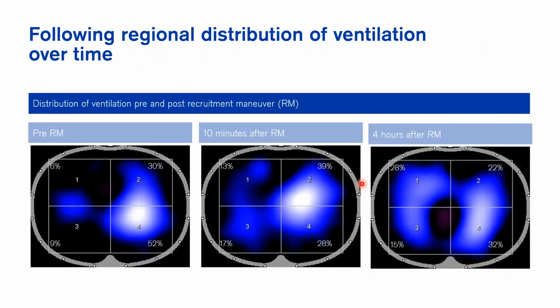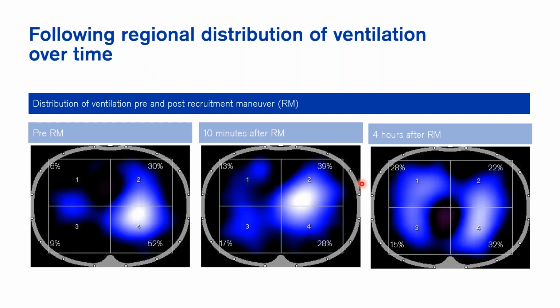The advantage of having a PulmoVista is that we can follow the regional distribution of ventilation over time. We can look at the results of the therapeutic interventions. So we can evaluate the patient's lung condition before the recruitment maneuver, and during the recruitment maneuver.